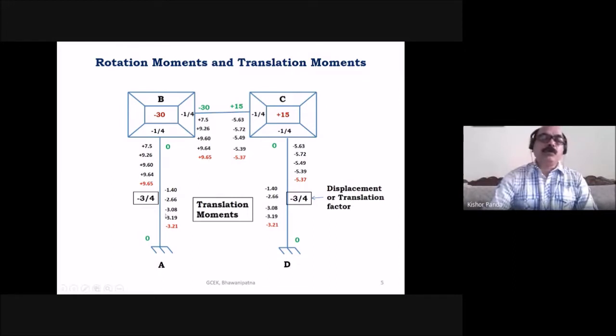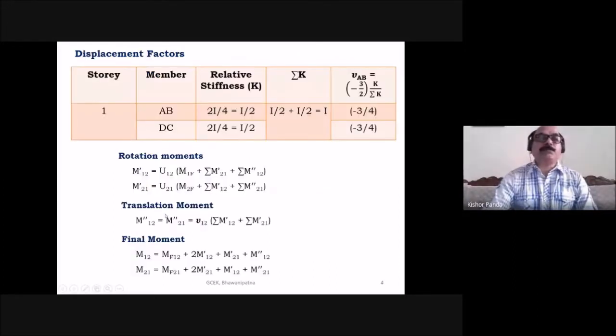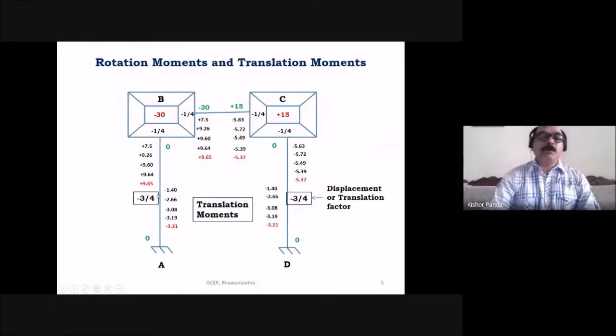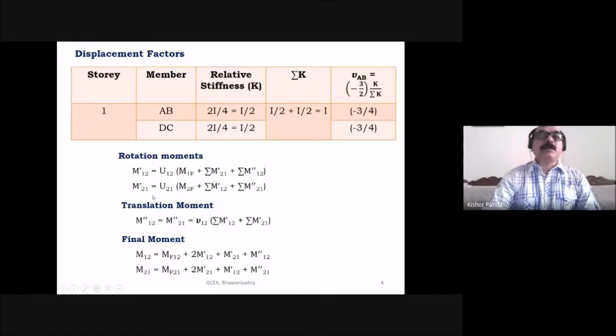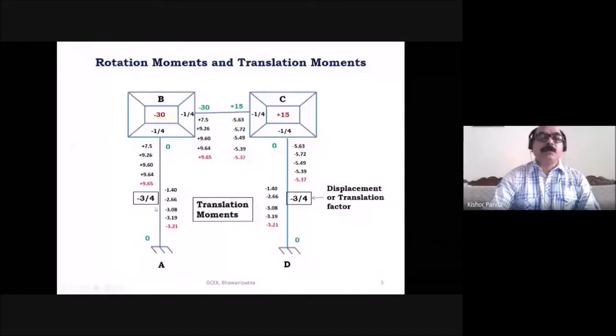Then you have the displacement factors or translation factors of the members AB and DC. Here the displacement factor or translation factor for member AB is minus 3/4, and for the vertical member DC it is also minus 3/4. Just write it here. So for member AB the displacement factor, just write it at the midpoint of the vertical member.